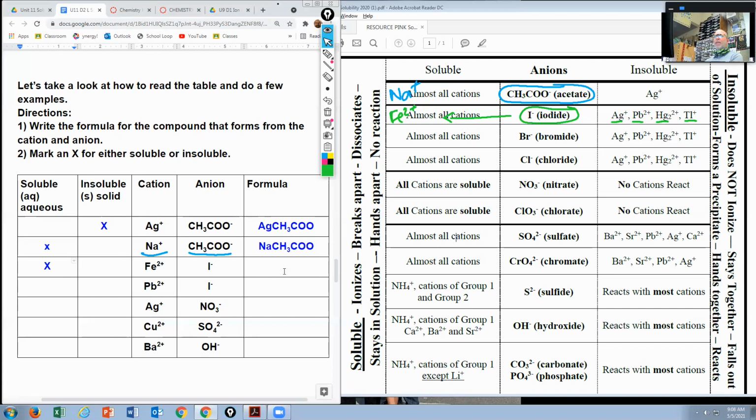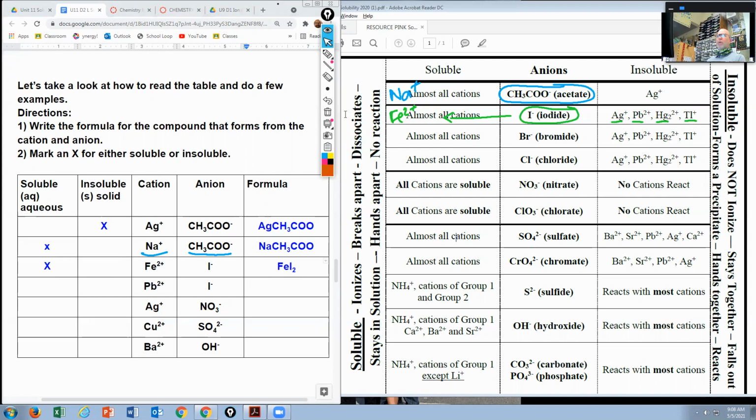Boom. And then let's write the formula. There's one Fe and two iodides, which means it's going to be FeI2. Let's take a look at another one. Let's change the color. Let's make this one brown.